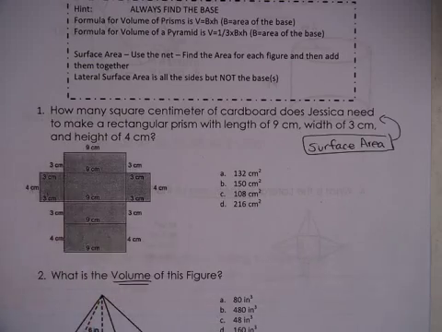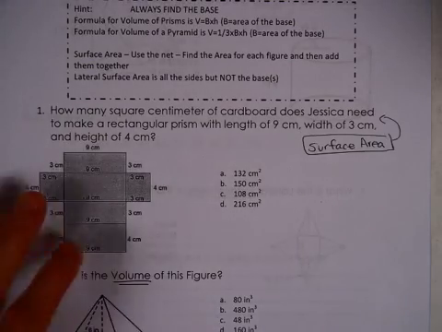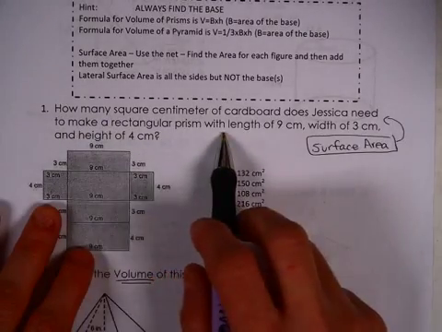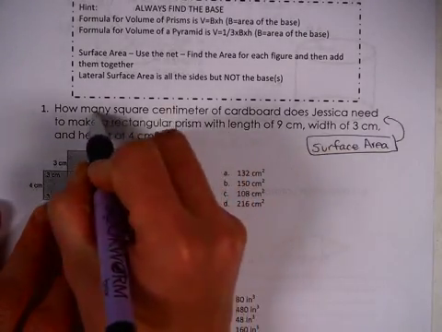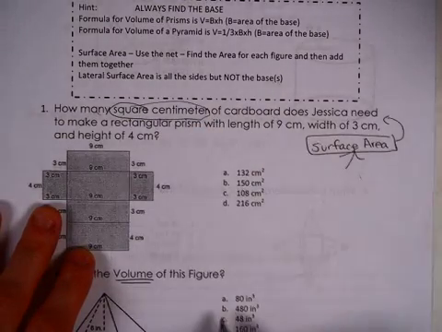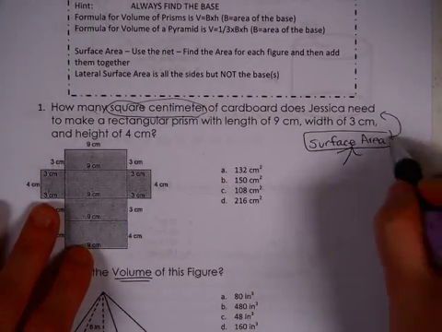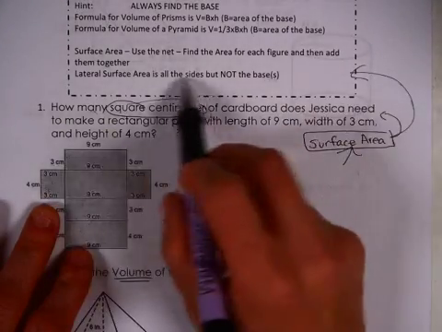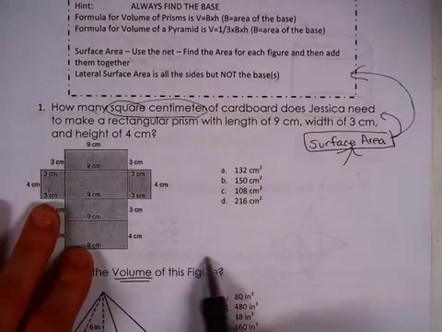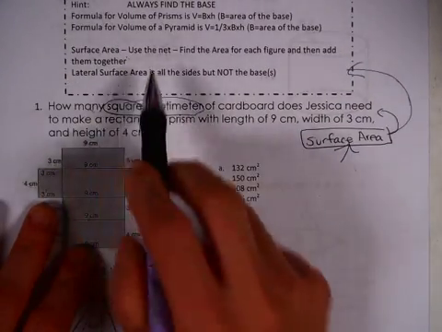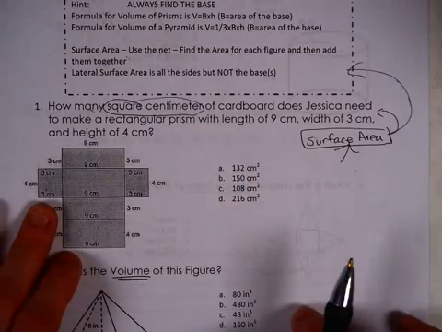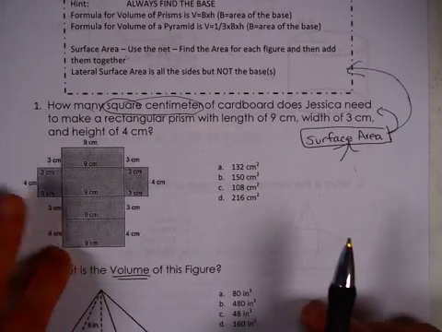So here we go. How many square centimeters of cardboard does Jessica need to make the rectangular prism? Alright, when it's saying square centimeters, that's going to be your clue that you're going to have to find surface area. You could have gone up to your hints, and it says use the net, find the area of each, and then add them together. It's not lateral surface area because it wants the total amount of cardboard that you'll need.